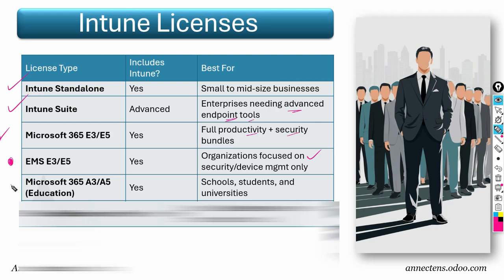Then we have Microsoft 365 A3 or A5 licenses. This is if you are connected with an organization like a school or university, or you're a student, at that point of time you can avail this license and test your Intune knowledge. You can set up your own environment in your school, and provision devices to your teachers or students, who have iPads or other devices. You can manage them through this.